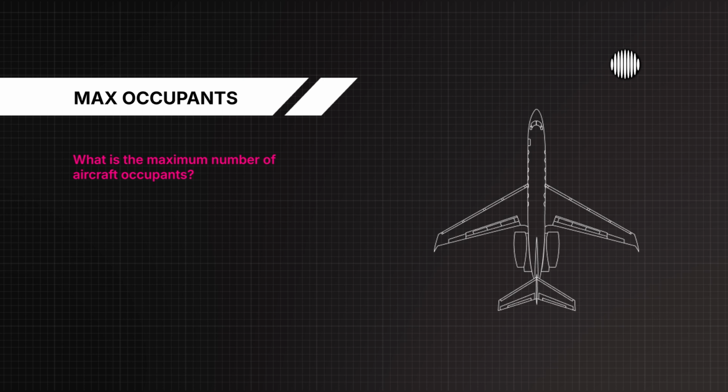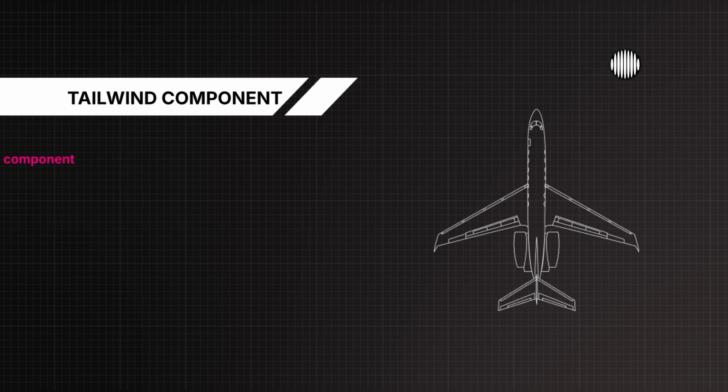What is the maximum number of aircraft occupants? Total number of occupants shall not exceed 22. Number of passengers shall not exceed 19. What is the maximum tailwind component for takeoff and landing? 10 knots.